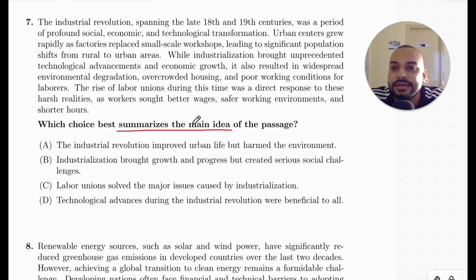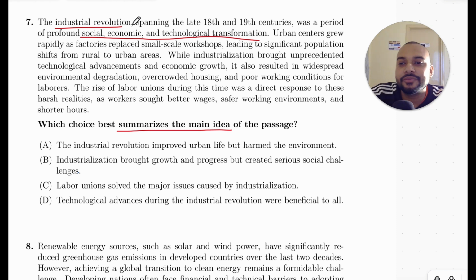Let's check the passage. The Industrial Revolution, spanning the late 18th and 19th centuries, was a period of profound social, economic, and technological transformation. Okay, social, economic, and technological transformation. And they're talking about the Industrial Revolution. Urban centers grew rapidly as factories replaced small-scale workshops, leading to significant population shifts from rural to urban areas. While industrialization brought unprecedented technological advancements and economic growth, it also resulted in widespread environmental degradation, overcrowded housing, and poor working conditions for laborers.